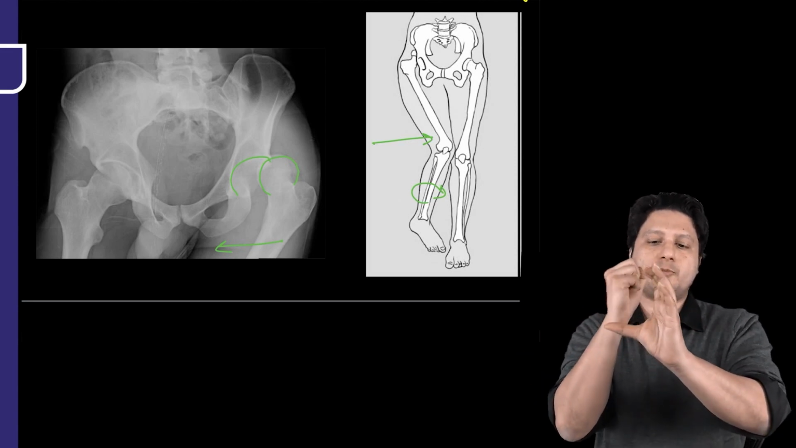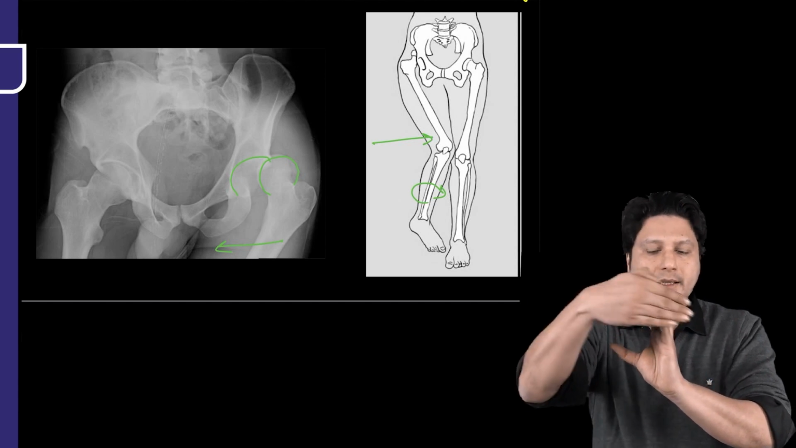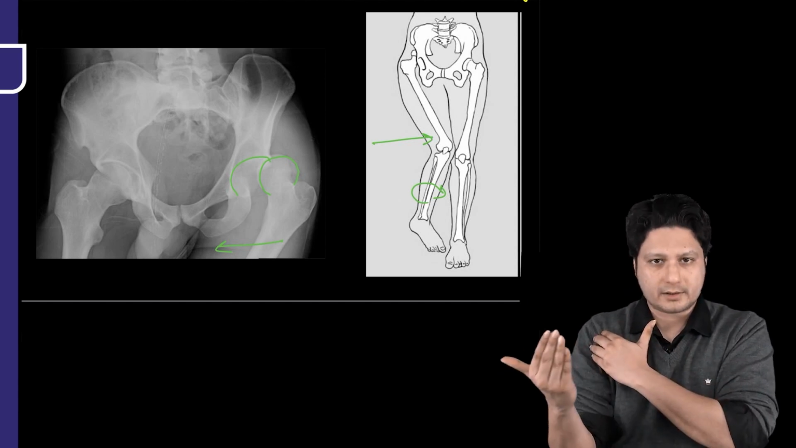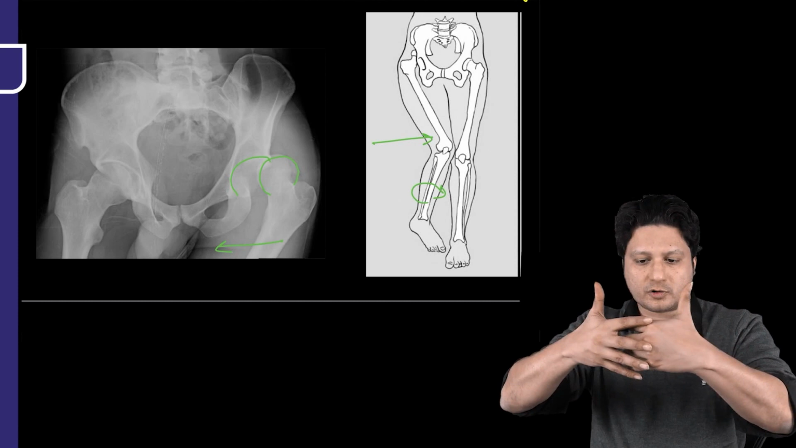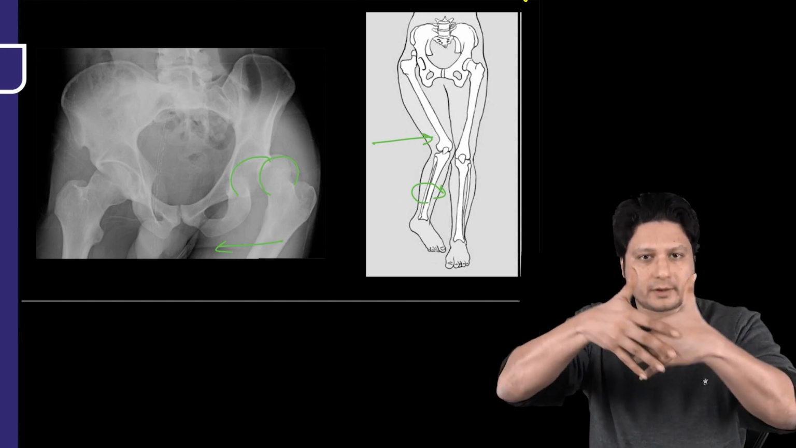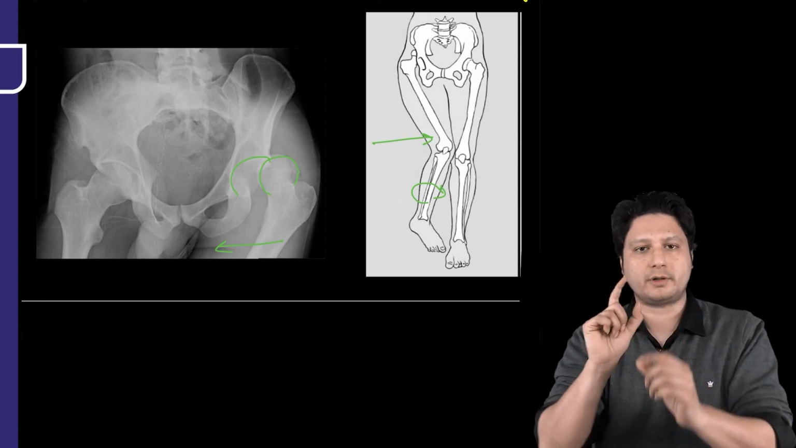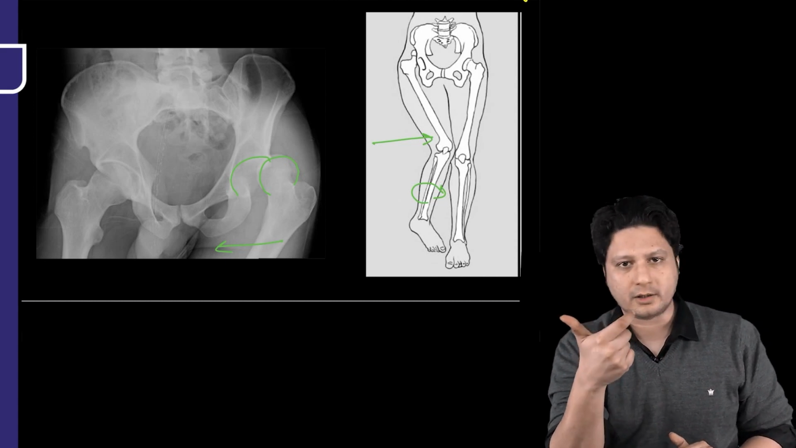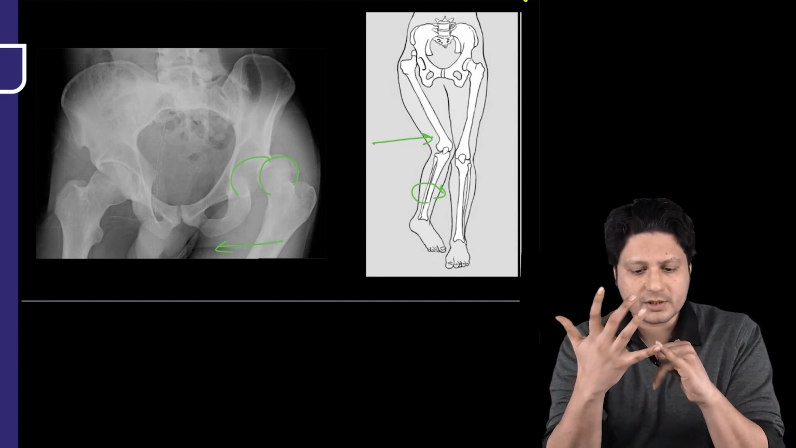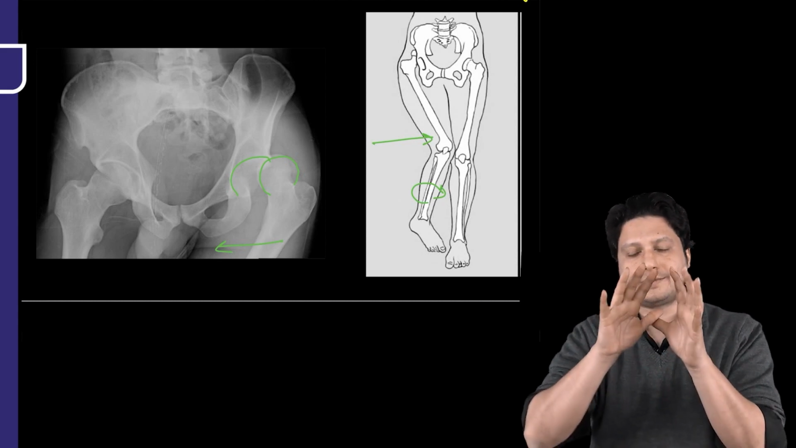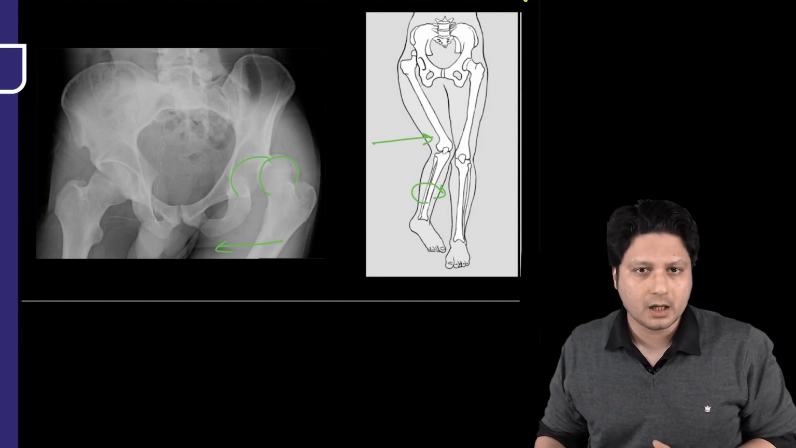Point number 3, when it is posteriorly dislocated, the anterior rotators, which are internal rotators, will be more stretched, and because of more stretching, there will be more rebound contraction, and because of this rebound contraction, it will pull the thigh into internal rotation. So flexion, adduction and internal rotation is the attitude for posterior dislocation of the hip joint.